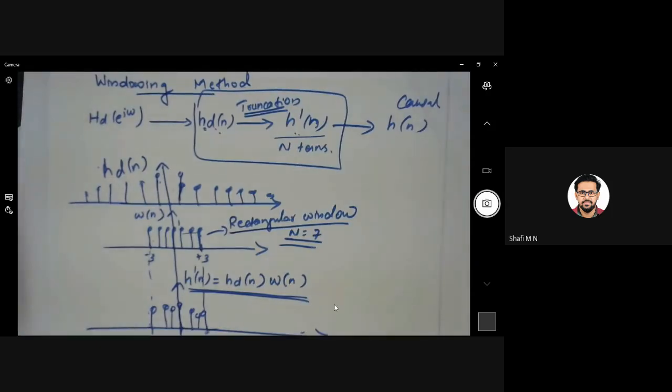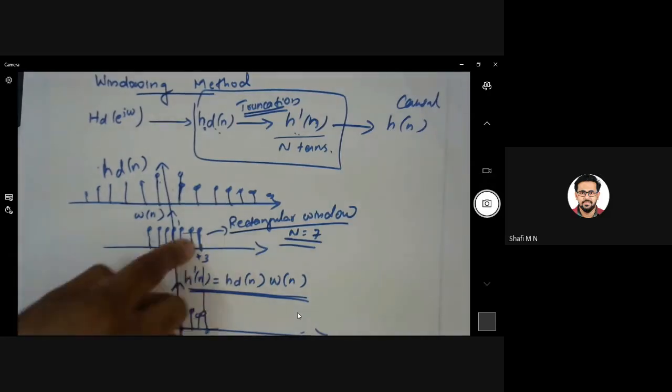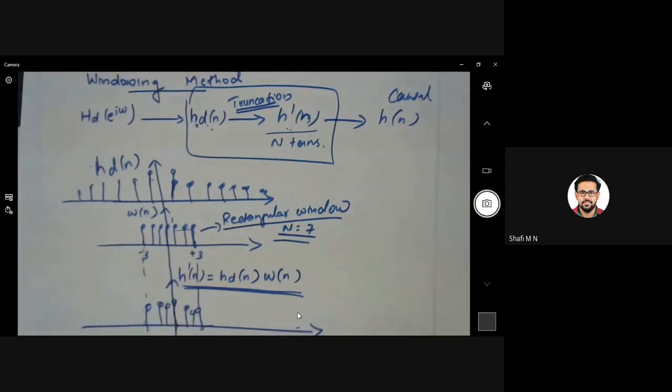I will demonstrate the Gibbs phenomenon. The problem with the rectangular window use is Gibbs phenomenon, from sudden truncation. Rectangular window, abrupt truncation, oscillations.